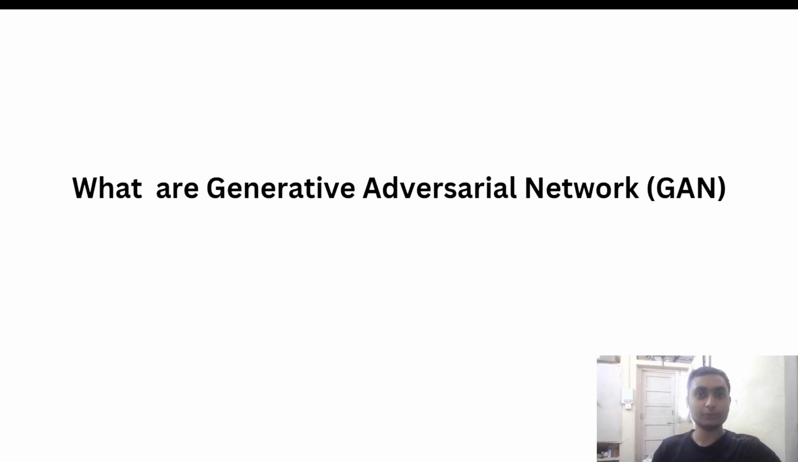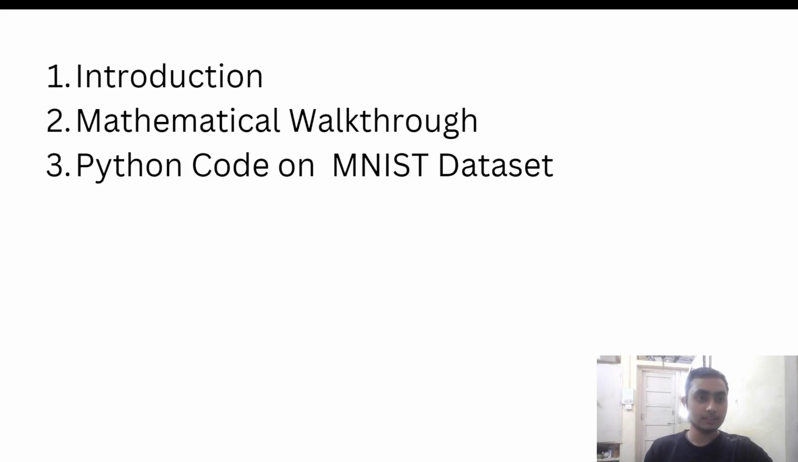Hi everyone, we are going to start a new playlist on Generative Adversarial Network, aka GAN. GANs are nowadays very famous. We all have by now come across DALL-E, in which we prompt some text and it generates the data in the form of images. The fundamentals behind even DALL-E is this GAN, and we are going to cover all this in detail in this tutorial. For the understanding of the GAN, I have divided it into three parts.